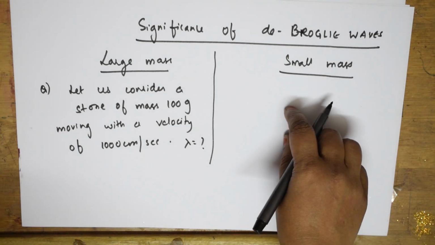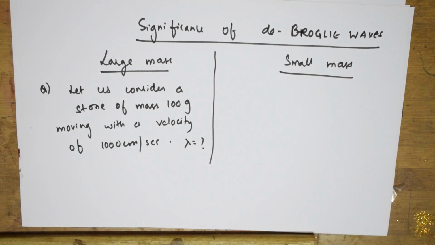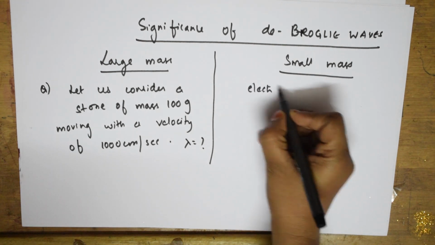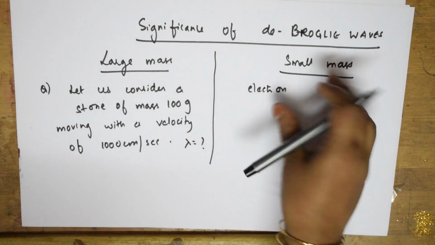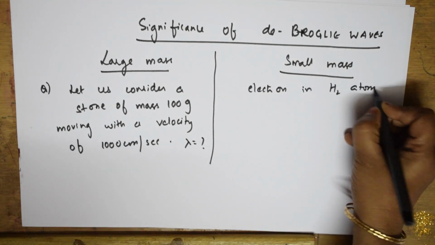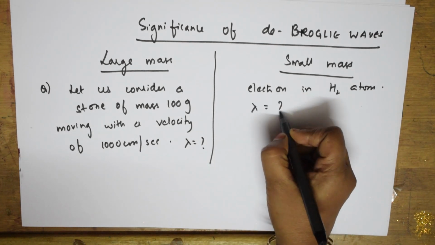Now here in this case I am talking in terms of the electron in hydrogen. This is a small mass, isn't it? So we'll talk in terms of the electron. I'm comparing between the large mass and the small mass. First of all, the hydrogen atom is very small, and in that I'm talking about an electron, right? Fine. So I need to calculate lambda in this case.